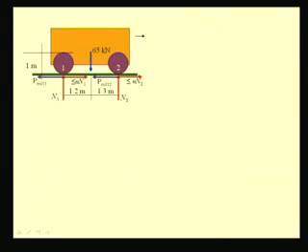Now, these vectors represent the rolling resistance that has to be overcome, because when this wheel tends to move in this direction, the point of contact shifts to this side, and so this is the rolling resistance, or the force which is acting from right to left, which has to be overcome.